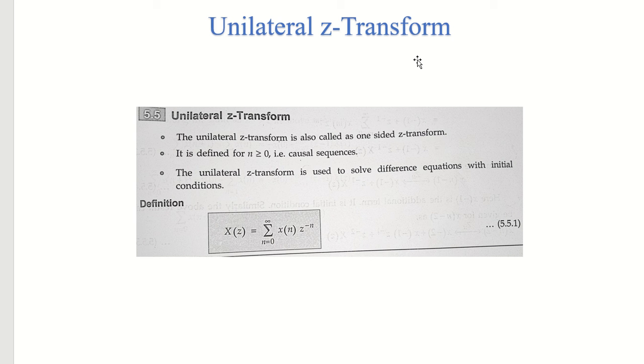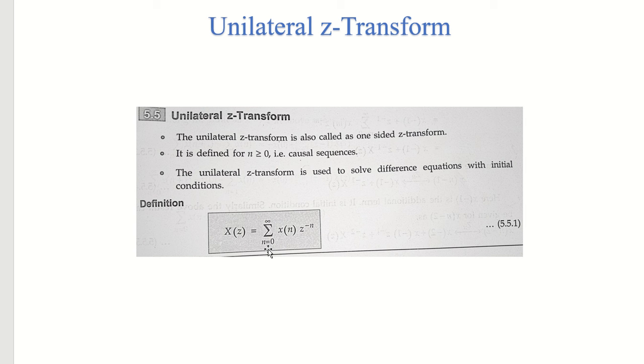And because it is defined for n greater than or equal to 0, we will have some modification in the formulation of the Z transform. It will look something like this: X(z) equals the summation from n equals 0 to infinity of x(n) z raised to minus n, right? So the modification is taking place in the limit of summation. Previously it was minus infinity, but we are not considering the points from minus infinity to 0. Because this is a causal signal, we will be considering the points from 0 to infinity only, right?